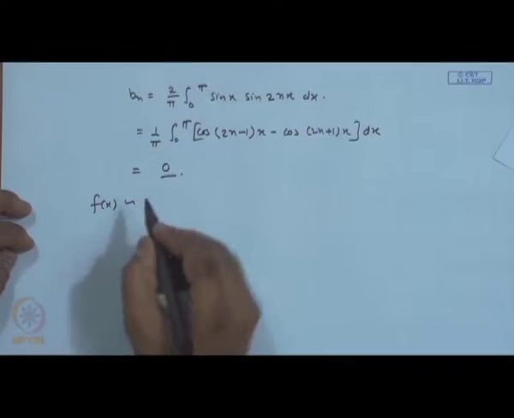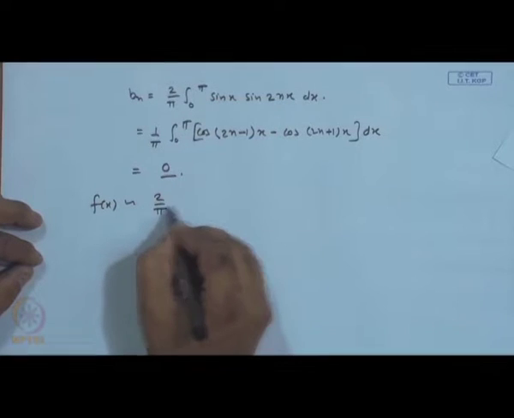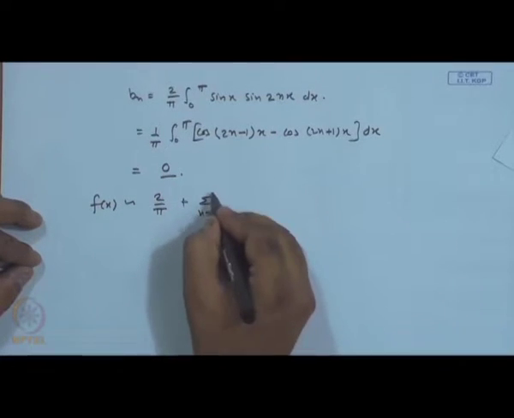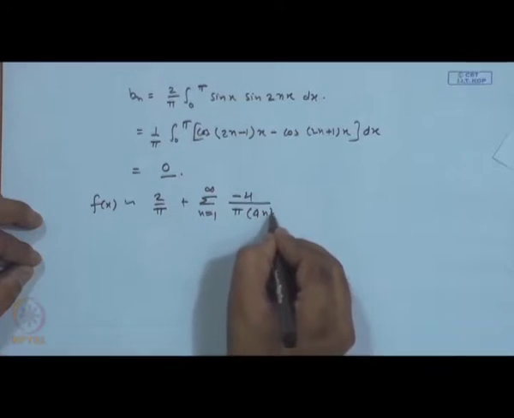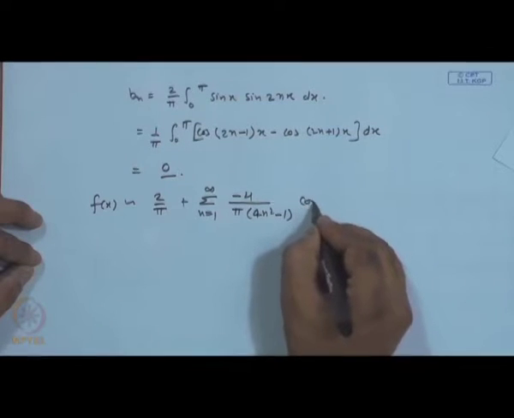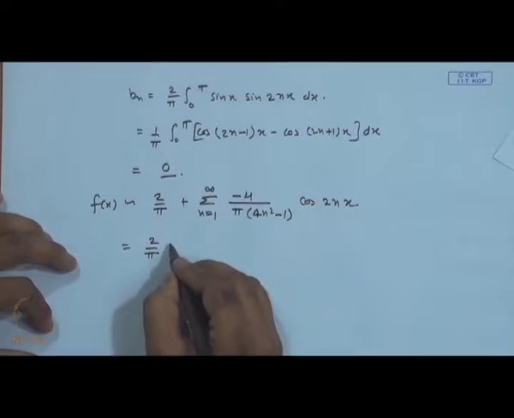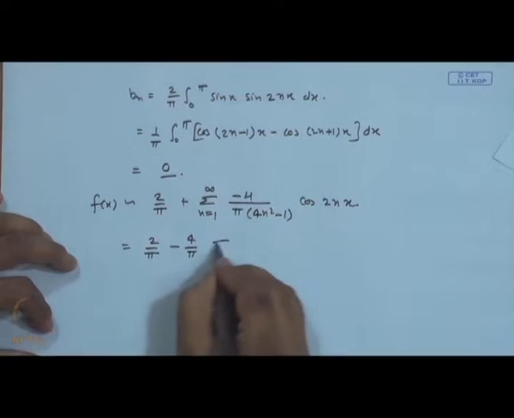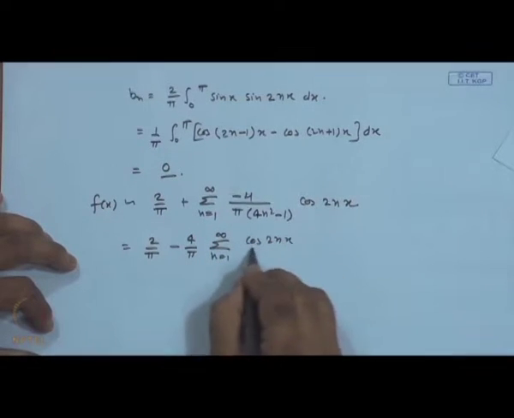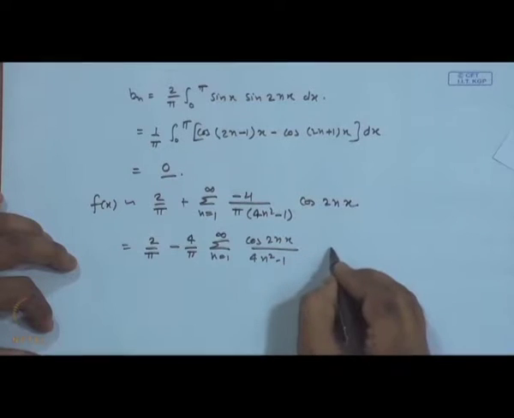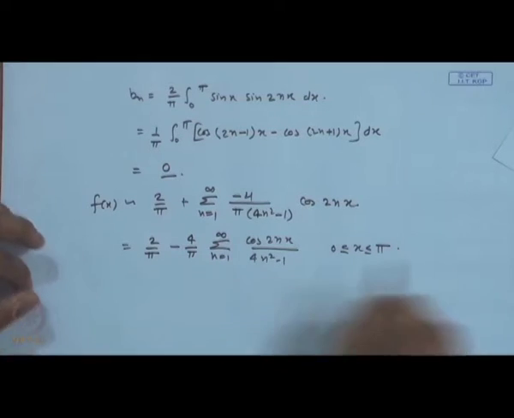Then the Fourier series, a naught by 2. So, a naught was 4 by pi. So, we have 2 over pi, and we have n from 1 to infinity minus 4 over pi and 4n square minus 1 cos 2nx. So, this is 2 over pi minus 4 over pi and n from 1 to infinity cos 2nx over 4 n square minus 1, and this x was from 0 to pi.